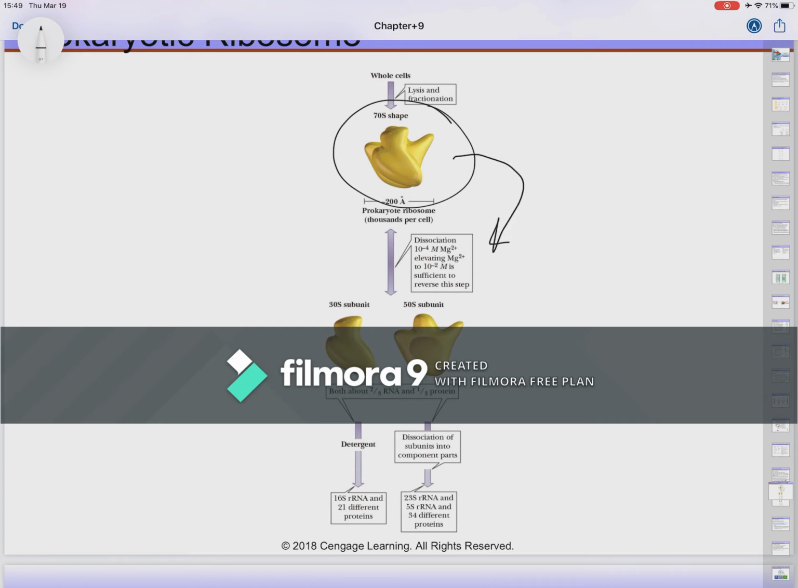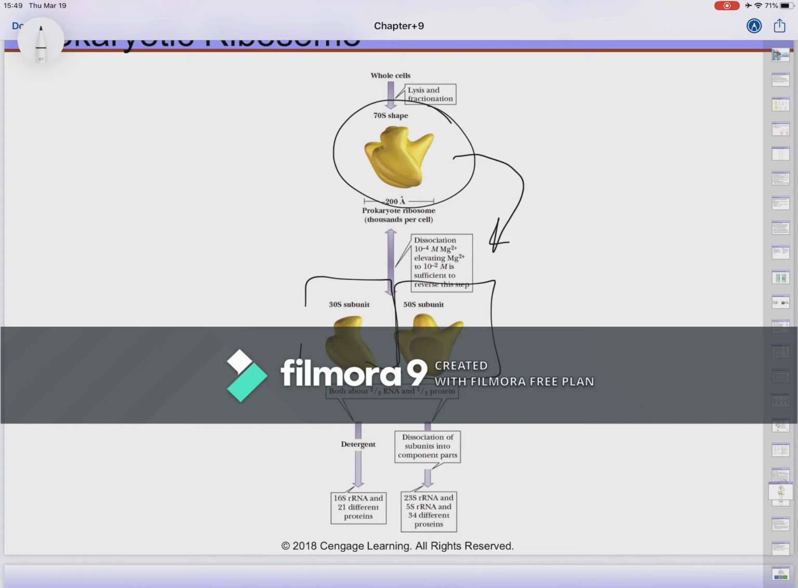Now this one in prokaryotes is a 70S, and it breaks into two pieces, a 30S and a 50S. Now these don't add up to 70, because that's not what these numbers are. These are just showing those two different sedimentation rates, and they again are just different from each other.